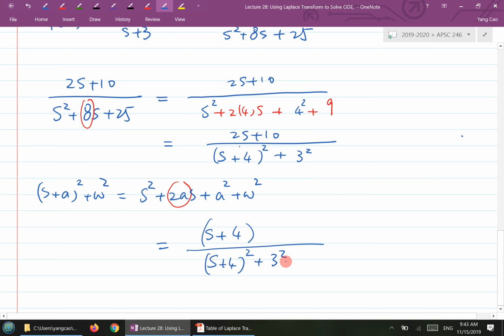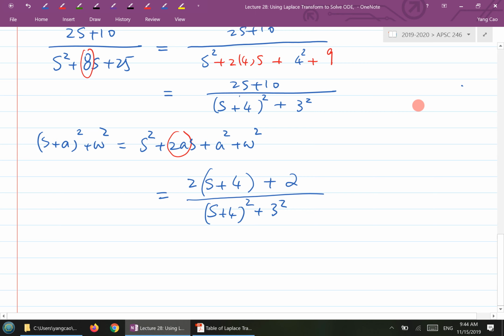I want to write this one into this. But I have a 2 here. That's fine. I'll keep the 2 here, but I will change the s to s plus 4. But I cannot change the equation. This is 2s plus 10 originally. So now if I put a 4 here, that's 2s plus 8. So the 10 becomes 2, right? And 2. Now 2 might not be what we want here, so I will further manipulate.